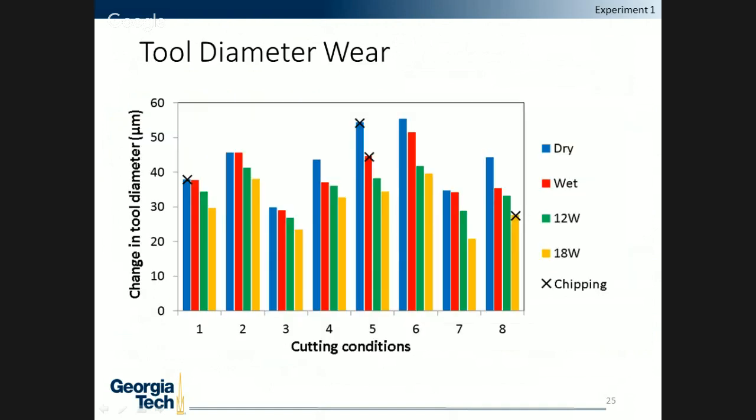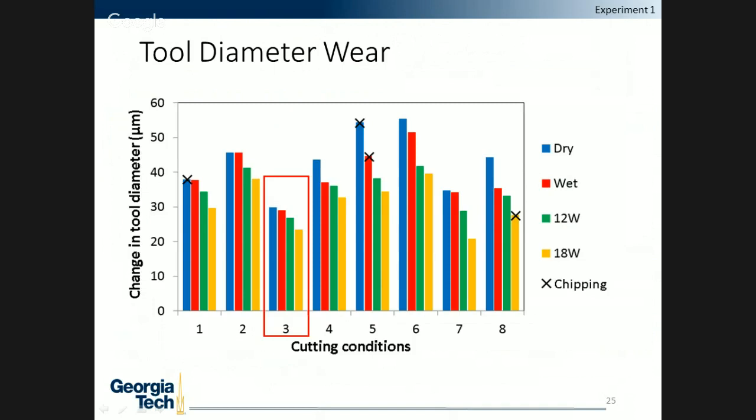To help quantify the amount of tool wear, we measured the diameter of the tools before and after each experiment, and this shows the diameter change of the tool for all 4 assist mechanisms for all 8 cutting conditions. There's a lot to take in, so we'll just be focusing in on one, since most cutting conditions show the same trend. As can be seen, dry tended to lead to the most change in tool diameter, and that's because it had the most wear, as would be expected.